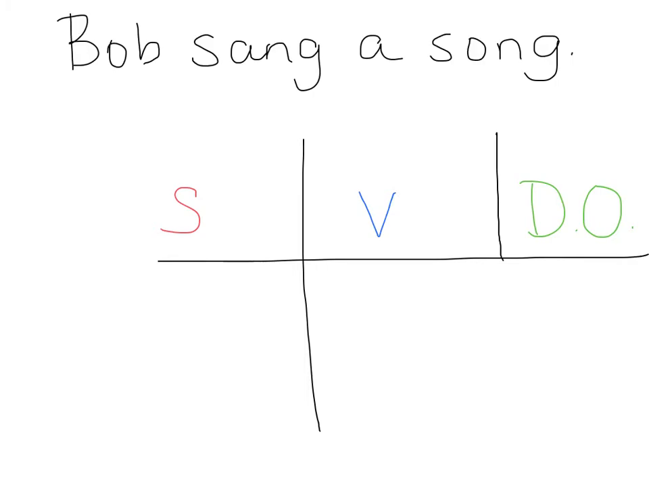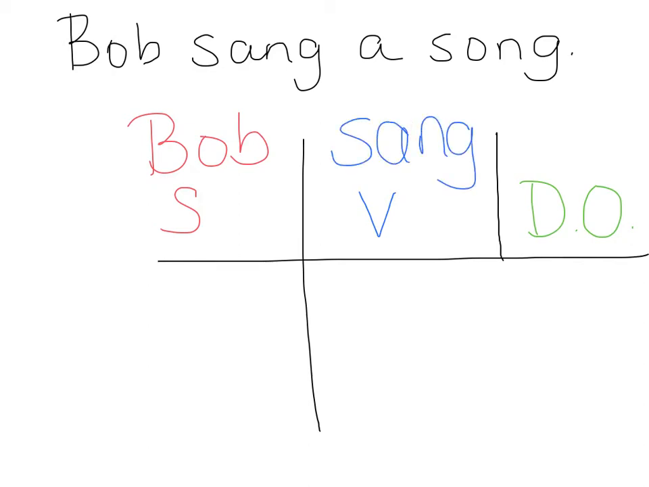Okay, so here is another sentence about Bob. Bob sang a song. So again, our subject is Bob. Our verb is sang. But this time we have a direct object. What's the direct object? Song. We know what Bob sang.